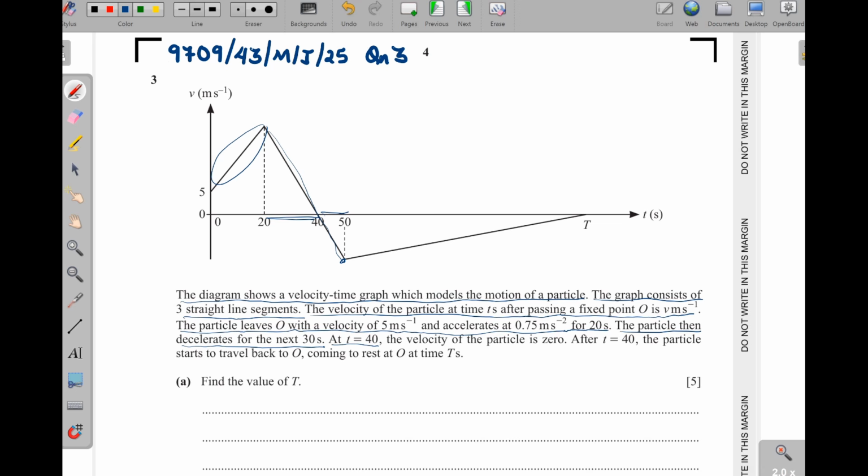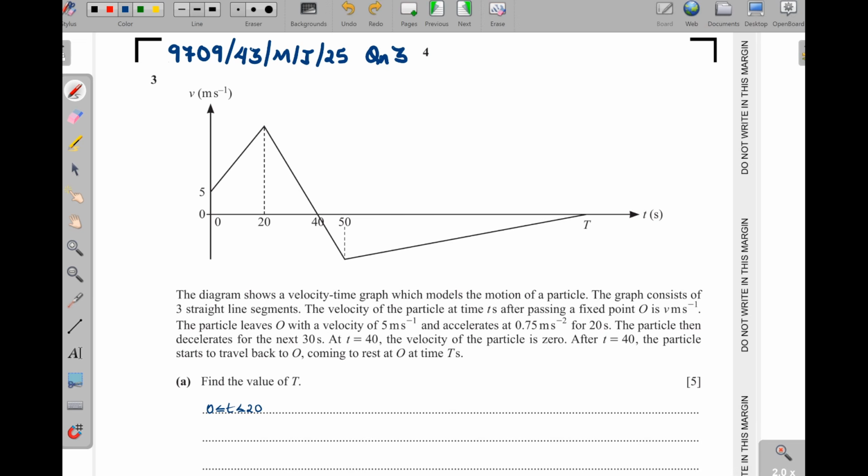At t equal to 40, the velocity of the particle is 0. That is why it is crossing this t-axis here. After t equal to 40, the particle starts to travel back to O, coming to rest at O after t seconds. So this is the one here. Then they are saying part A, find the value of t. Now, we are going to consider, first of all, this first segment from 0 to 20. We don't know the speed here.